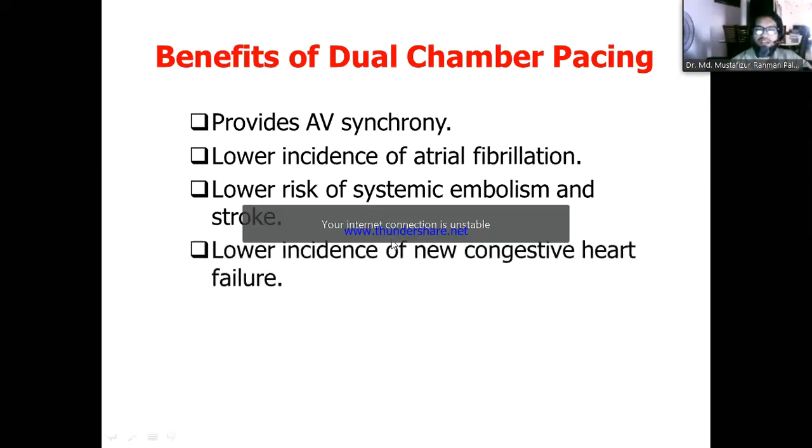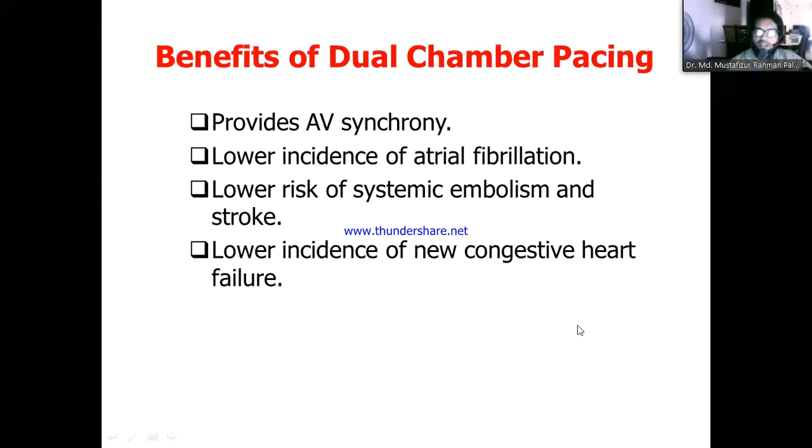Anytime a thrombus can go into the systemic circulation. And there is a lower incidence of new congestive heart failure, because if you pace the right ventricle chronically at a fixed rate, the right heart may fail. This is a problem nowadays.